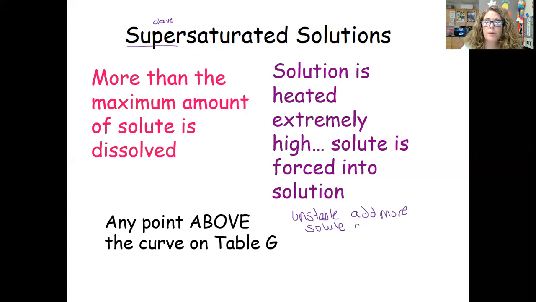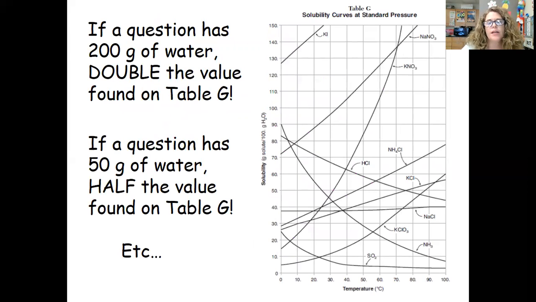If you try to add more solute here, the solute will what we call crystallize. That means that it's going to come out of solution. So all of a sudden, if you have a supersaturated solution and you add a crystal or a little bit more solute, all of that extra that made it supersaturated is going to come out of solution as crystals. Then you're going to end up with a saturated solution with stuff floating around or sunk at the bottom.